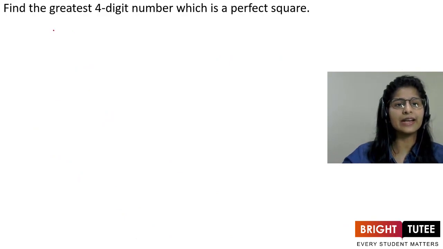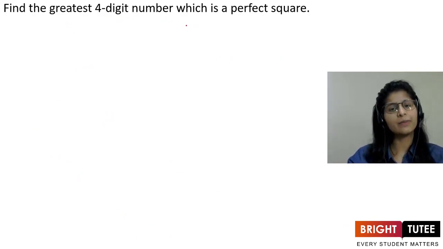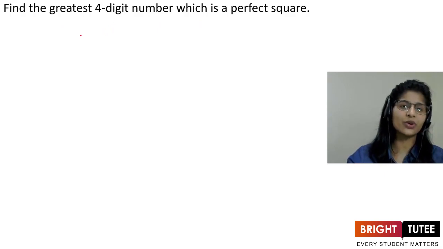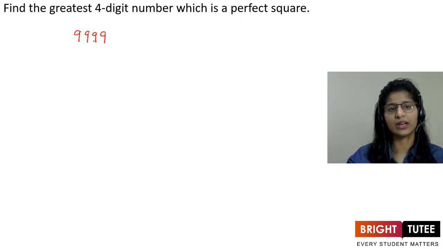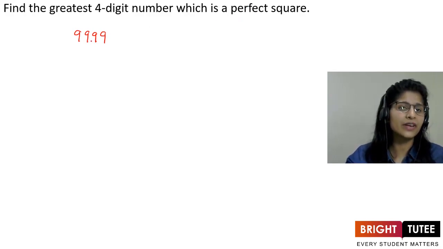They're asking, find the greatest 4-digit number which is a perfect square. What is the greatest 4-digit number? 9999. Right? This is the greatest 4-digit number, and we have just written greatest 4-digit number, but it should be a perfect square. This is not a perfect square. We will now get a number which will be a perfect square, and it should be of 4 digits. Form the pairs by putting the bars.